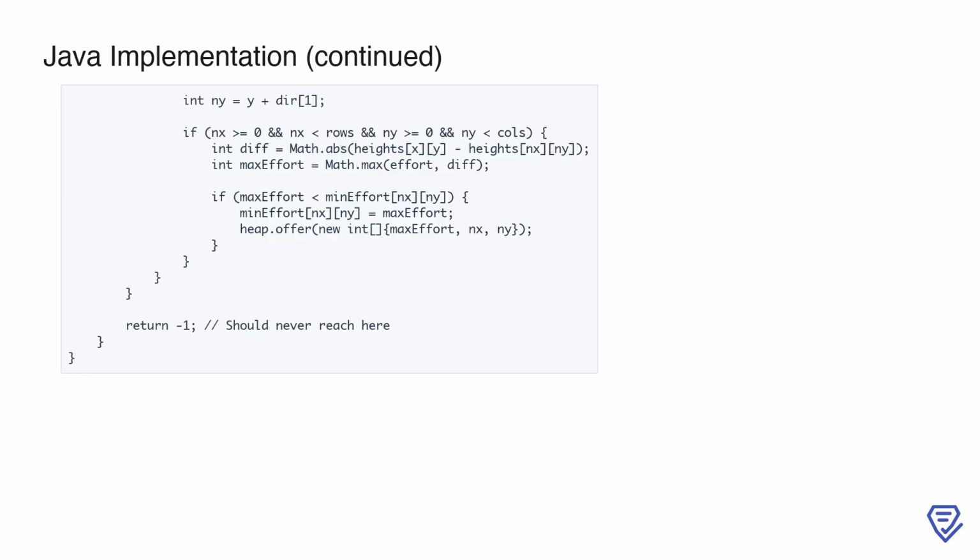This ensures that only paths with reduced efforts are considered for further exploration. Once all possibilities are exhausted, the loop exits, and we return -1 as a fallback, though this line should never be reached since the problem guarantees a valid path exists.